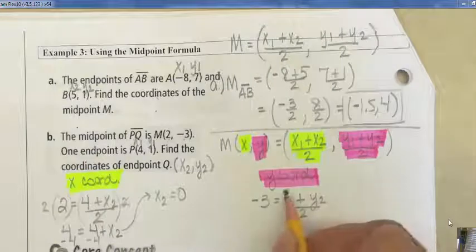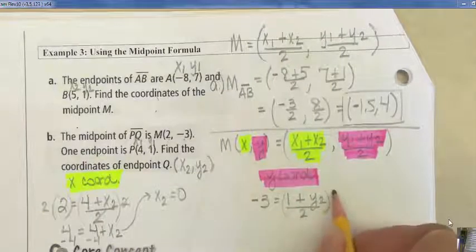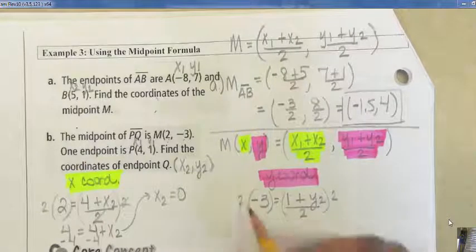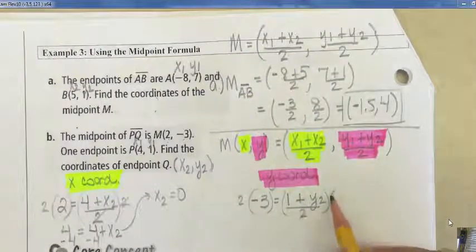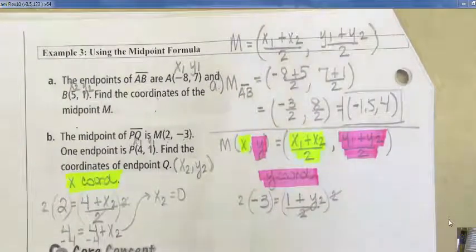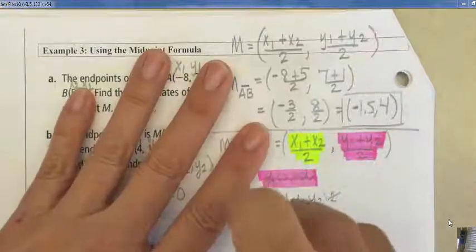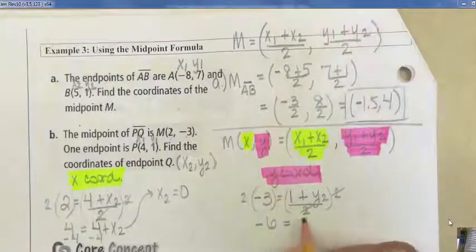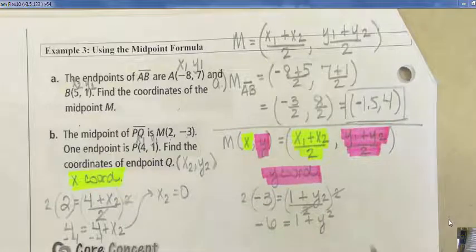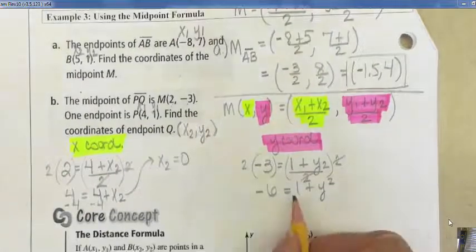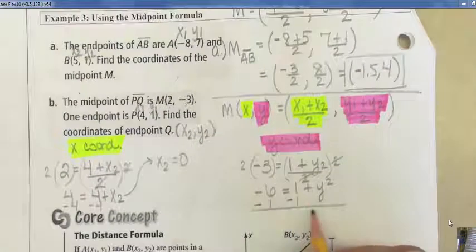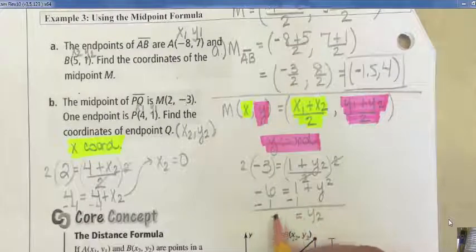So I do the exact same thing. I solve for y2. I'm going to start by getting rid of the denominator of 2 by multiplying both sides. Undoing that 2, right? These reduce. They're gone. This gives me a -6 equals 1 plus y2. Solving for y2, I'm just going to subtract 1 from both sides. I get y2 equals -7.